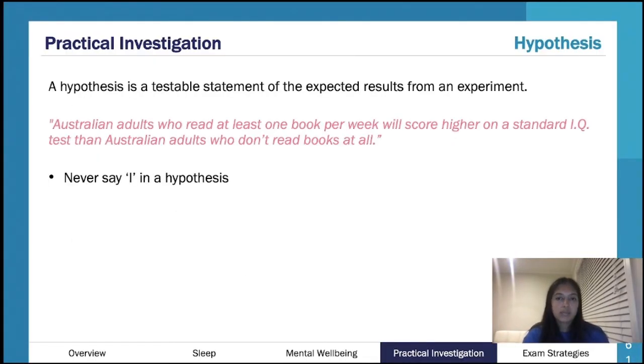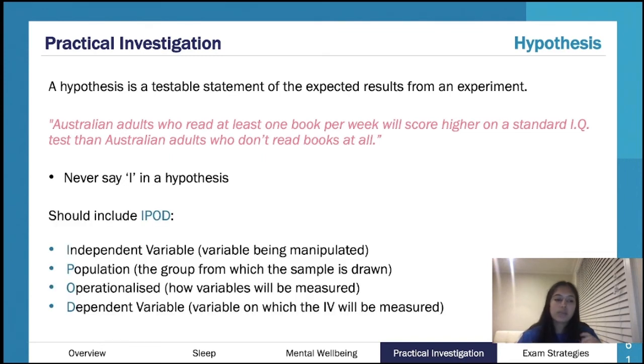Okay. So hypotheses, really, really important. You have to mention the population. I think that's a bit of a difference between psych hypotheses and other ones. So here we're talking about Australian adults. If you don't mention Australian adults in this, or you just use the sample and not really the population, it's not the best hypothesis. So that's included in your little iPod acronym, population. That's really important. I think that's something that students tend to miss.